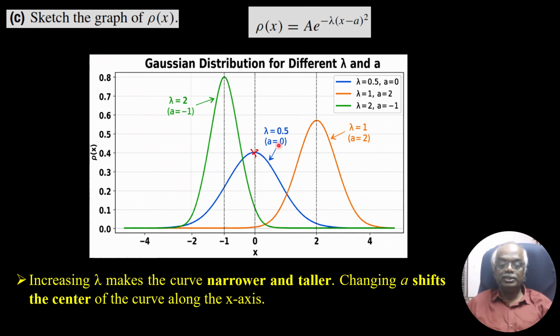Also taller and narrower here, where lambda is 2. Then it is still taller than this one and also sharper. Increasing lambda makes the curve narrower and taller. Changing a shifts the center. So these are the points we have studied so far.